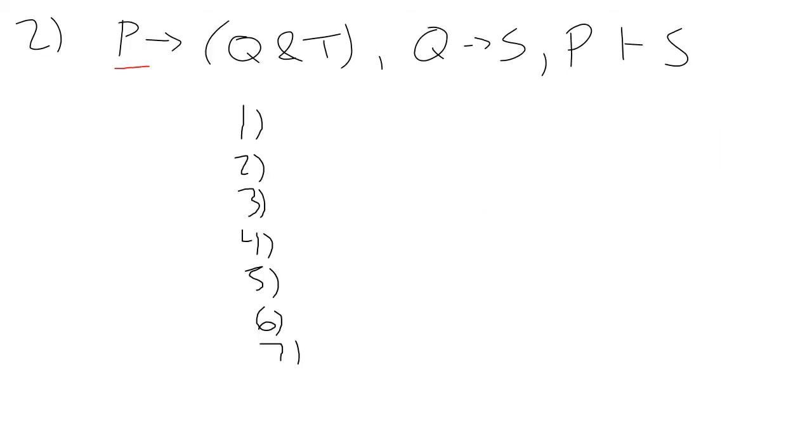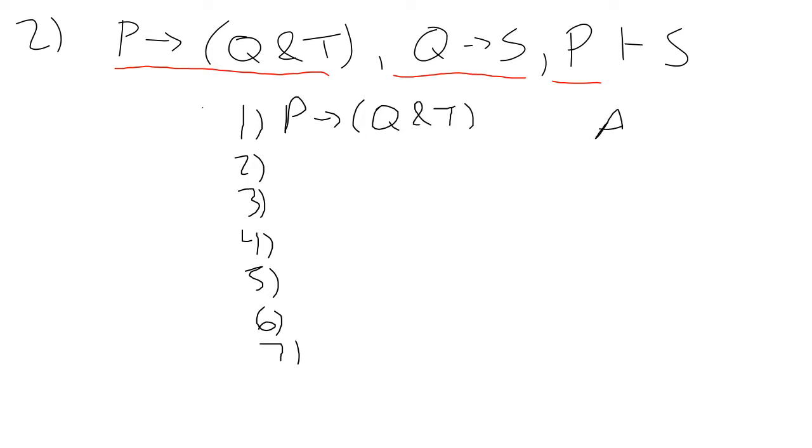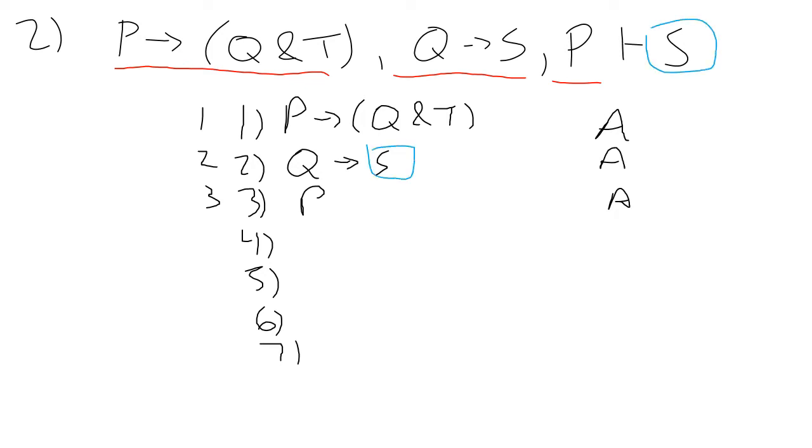How many premises do I have here in this one? I've got 3. So I've got P, arrow, Q and T. It's an assumption. I've got Q, arrow, S. Another assumption. And I've got P by itself. Another assumption. Now I'm looking for S as my conclusion, and I see it's right here in my conditional statement. So I need this left side. Do I have it anywhere? Well, no. It's actually right here.